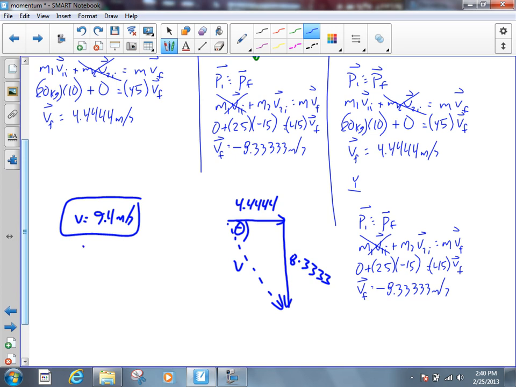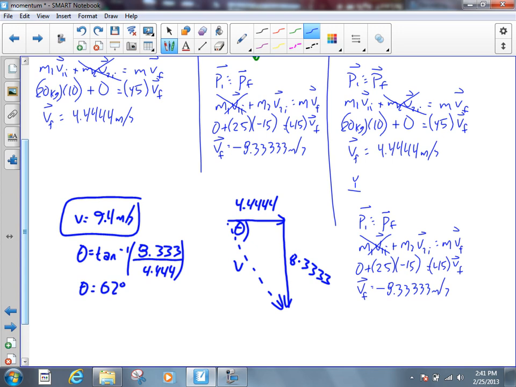Let's find the angle by using the inverse tan function. This is back in physics 20 now, right? We did this a million times in physics 20. The inverse tan of opposite over adjacent. Opposite is 8.33 over 4.44. Theta works out to be 62 degrees.